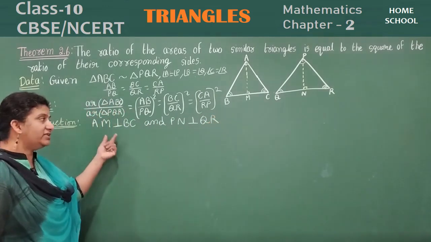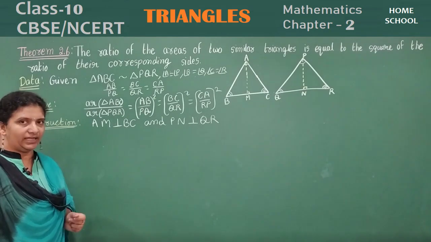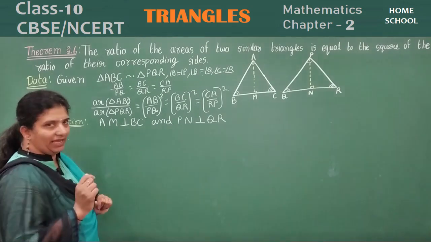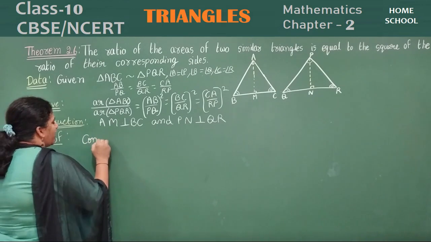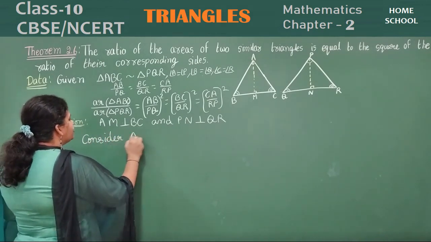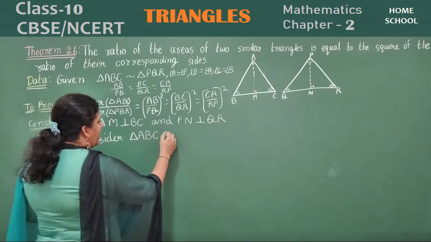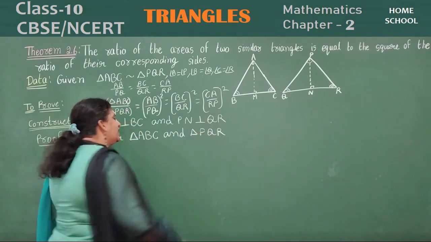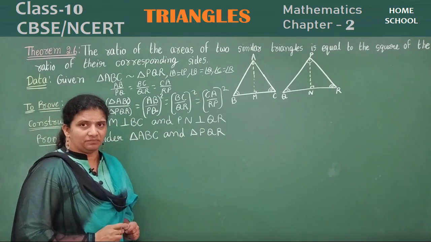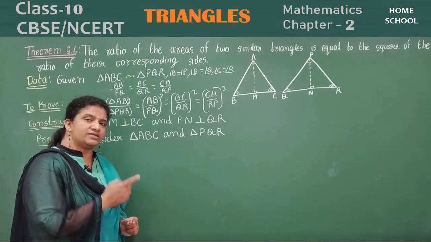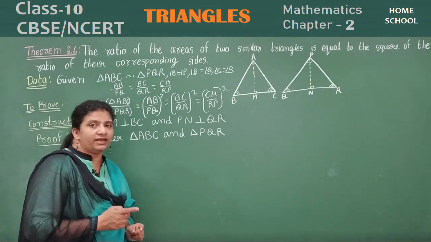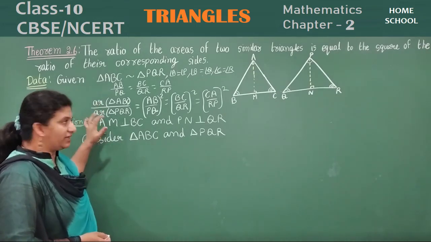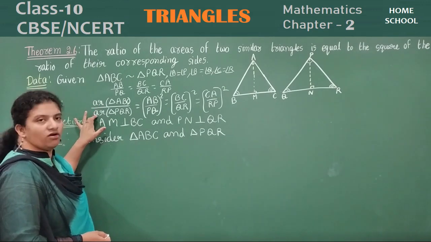Okay? Why have we done this, children? In order to find the area of a triangle, we need altitudes, right? So we start our proof with finding the area. So now consider the two triangles. Consider triangle ABC and triangle PQR. What do we know, children? We know that the two triangles are similar. Right? If they are similar, the corresponding angles are equal and the corresponding ratios are in proportion, we know. But now what do I need to find? Let me find the LHS part, that is area of this triangle by area of this triangle.